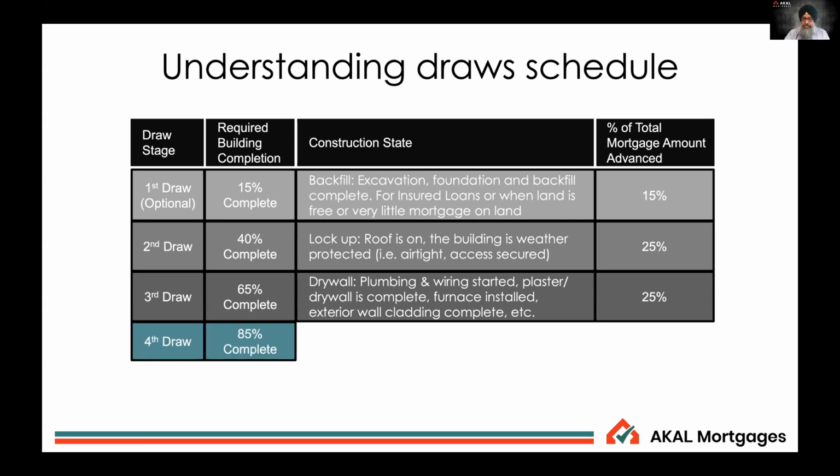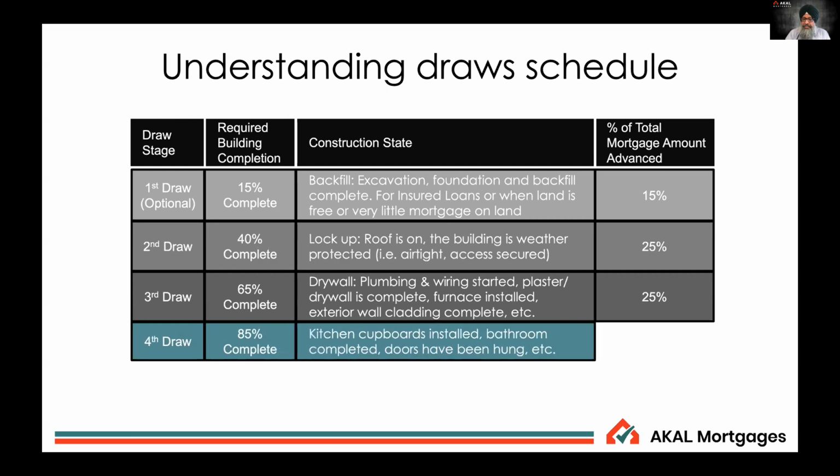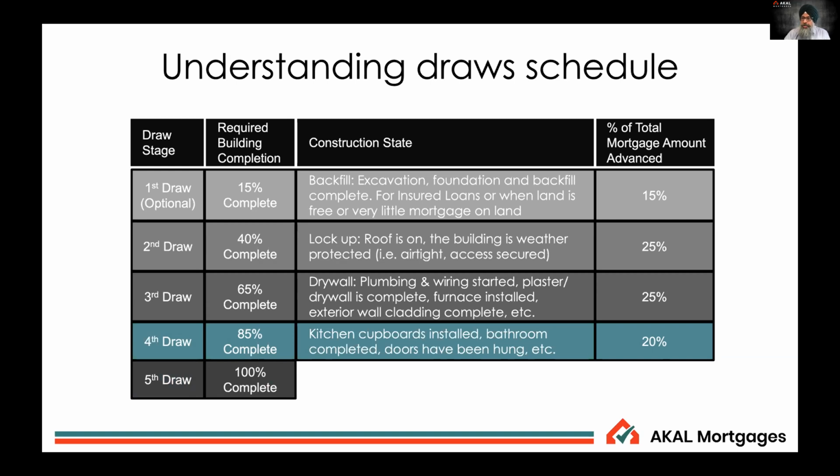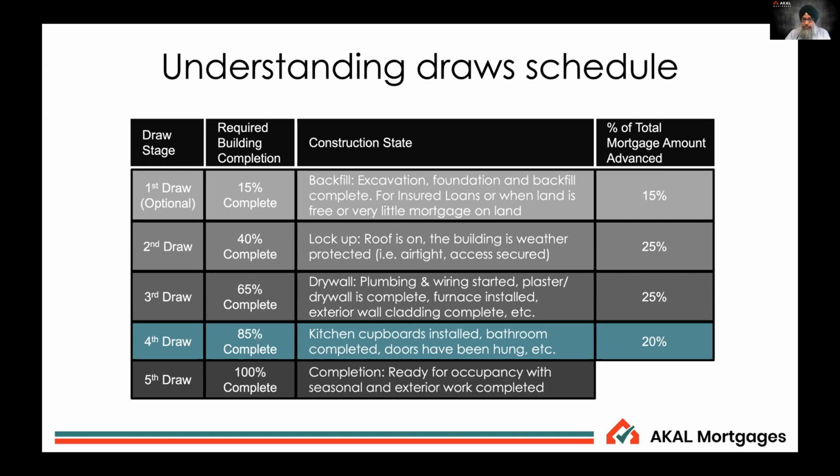Fourth draw, when the building is 85% complete: kitchen cupboards installed, bathroom completed, doors hung, etc. On its own, 20% of the total amount sanctioned for that project is advanced. This is the final draw, typically the fourth, but in this case the fifth draw, at 100% complete. But you can order an appraisal, Gogi. You asked the question: it's 97% complete, ready for occupancy with seasonal and exterior work completed. And that itself is about 50% of the mortgage amount that is extended as a draw at that time.